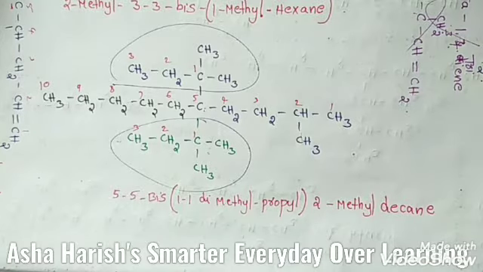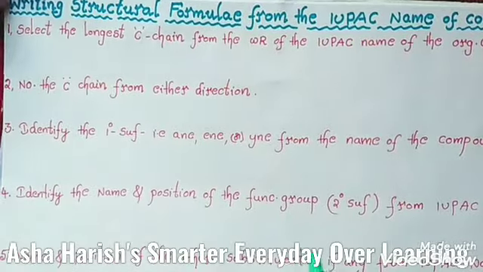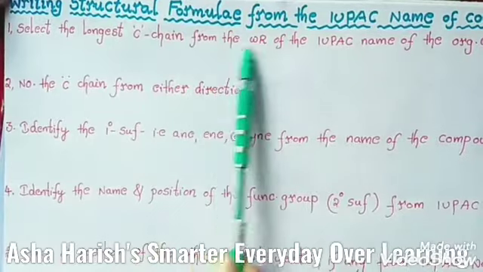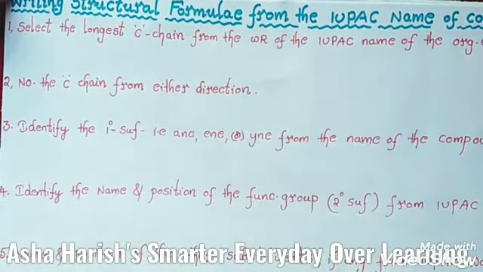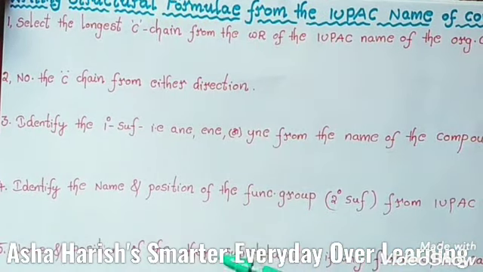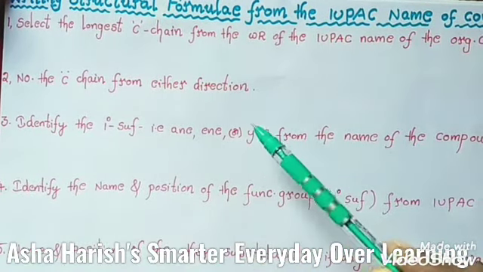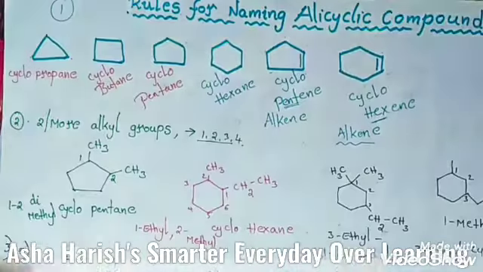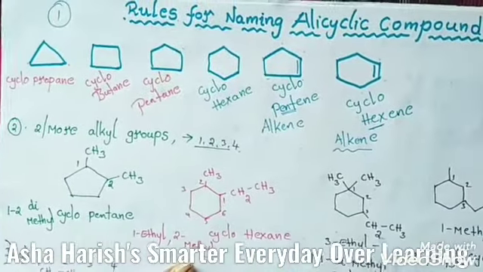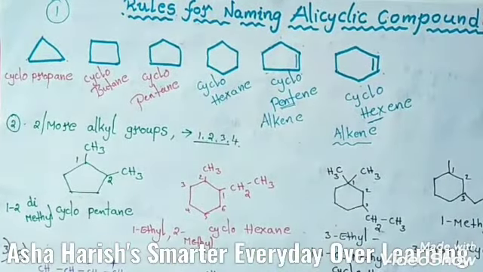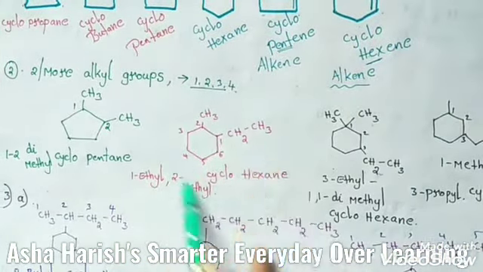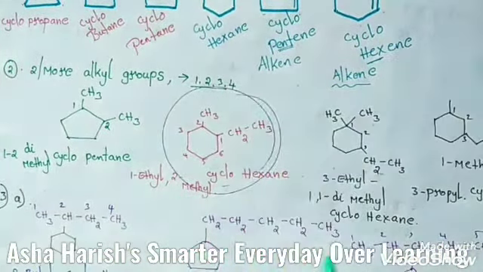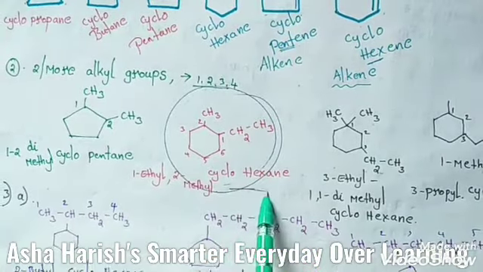In this class, what are the steps we have to follow while writing the structural formulae from the IUPAC name of the organic compound? Here are 6 steps you have to follow, and I'll explain them one by one. In the previous class, we covered the rules for naming alicyclic compounds, how to derive the IUPAC name from the chemical formula. Everything was completed.